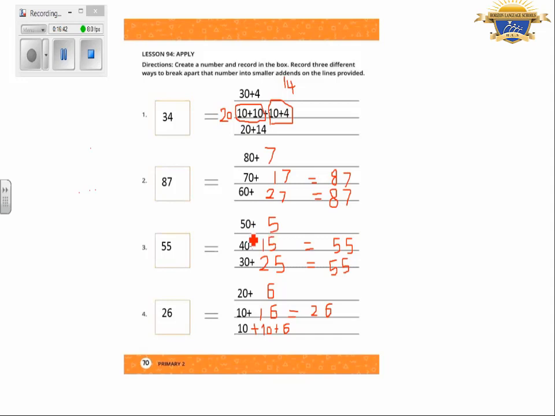Okay, and if you can see that if I take 50 here plus 5, so 55 will decompose into 50 plus 5, and I will take away 10 from 50, so 50 becomes 40. The 10 I take away, I will add to number 5, so 5 plus 10 equals 15. The next way, I will take another 10 from 40, so the 40 becomes 30, and add this 10 to number 15. 15 plus 10 equals 25.